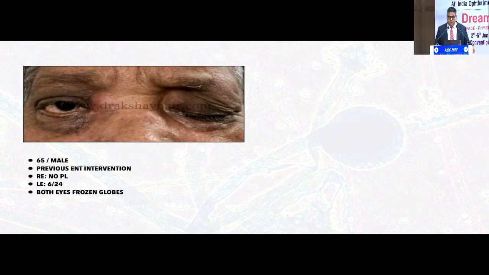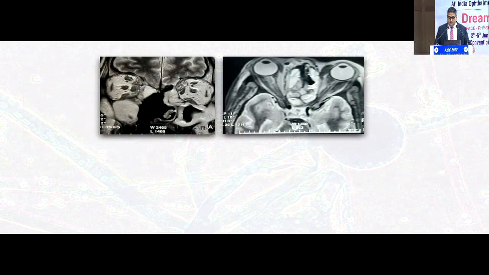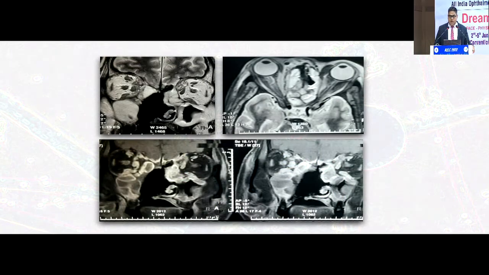This was a case of a patient with mucormycosis that was not COVID-related, who had previously undergone an ENT surgery for mucormycosis. Right eye was no PL, left eye 6/24, presented with both eyes frozen globe. This was the imaging. You could see that the CT scan was really not very helpful, so we did an MRI. You could see both sides showed enlargement of extraocular muscles and disease present in the residual sinus structures as well as the orbits. So the patient again was debrided. Systemic amphotericin B was given, and TRAMB was given in both eyes with the hopes of saving the orbit. Here you can see contrast uptake is there.